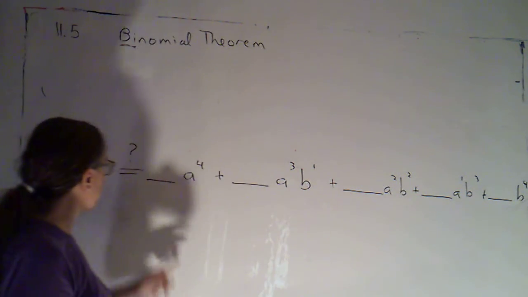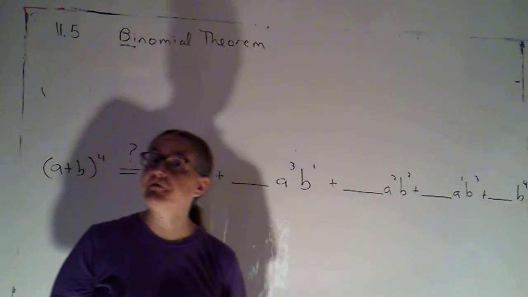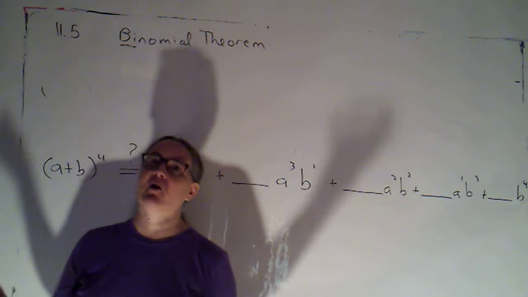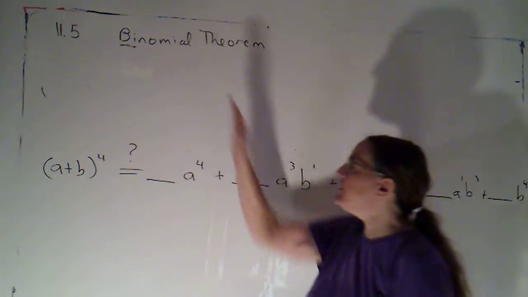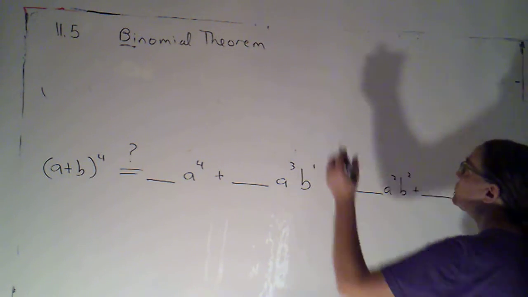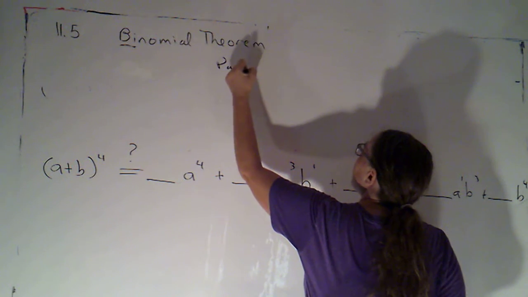And so then it just becomes a question of how do I fill in these blanks? What are these coefficients going to be? Well, one way to figure that out is to actually multiply it out. The binomial theorem gives us a nifty shortcut. And that shortcut, one way of dealing with it, is called Pascal's triangle.